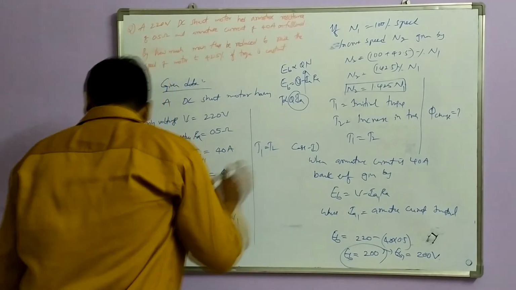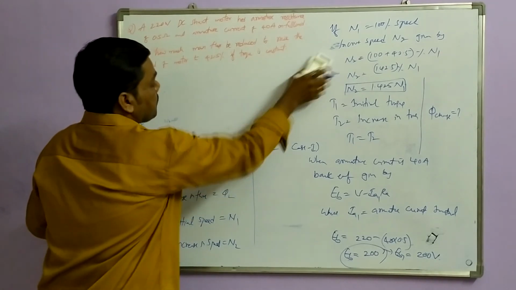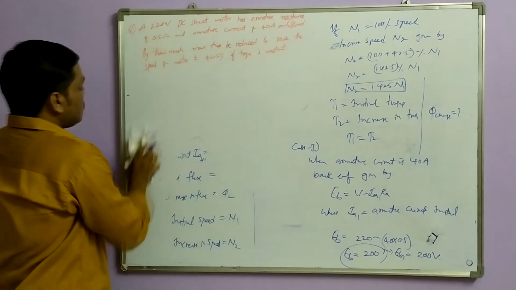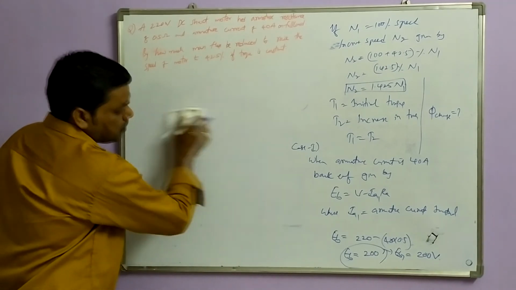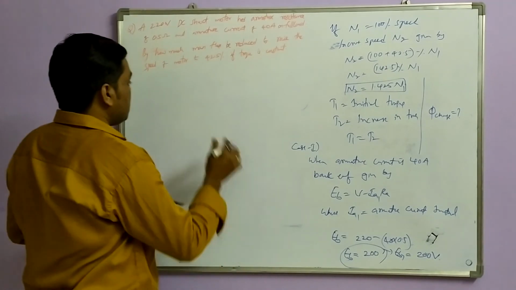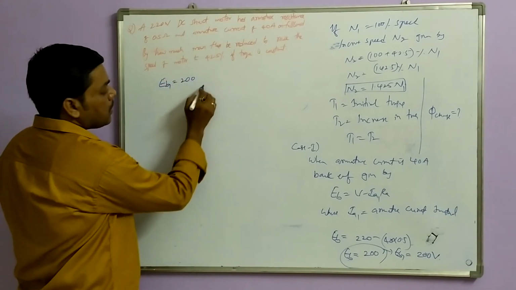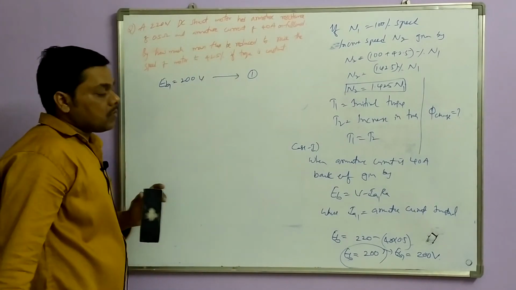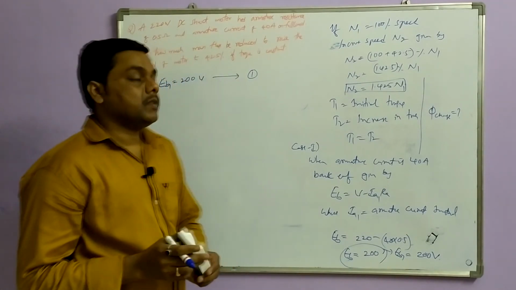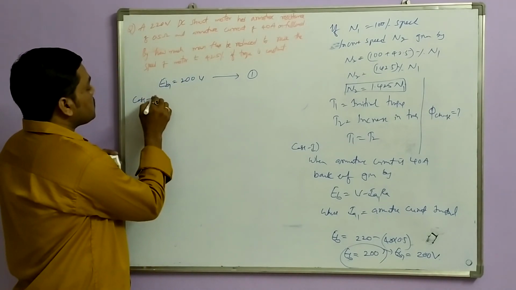Now we will take all this given data. I am giving subscript 1 since this is the first case, that is the initial case. Now EB1 is equal to 200 volts. So this is equation 1. Now the second case.